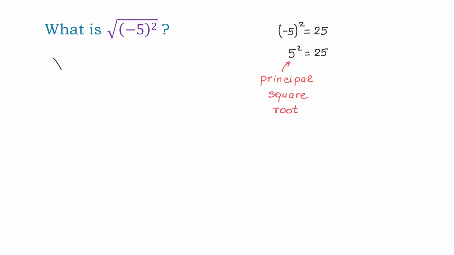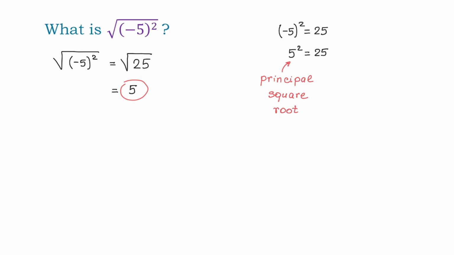So then, if we have the square root of (-5)², inside the square root, (-5)² is 25, so now we have the square root of 25, and the square root of 25 is 5.